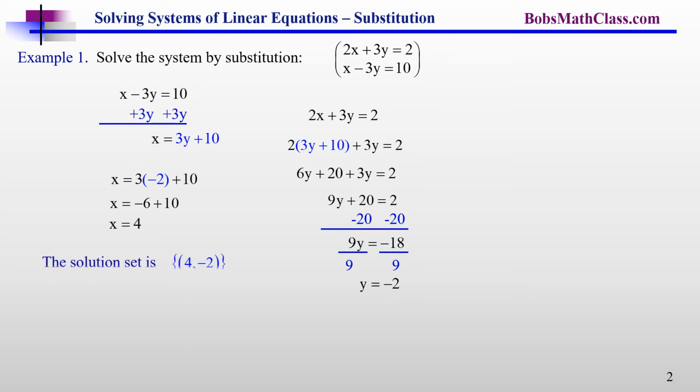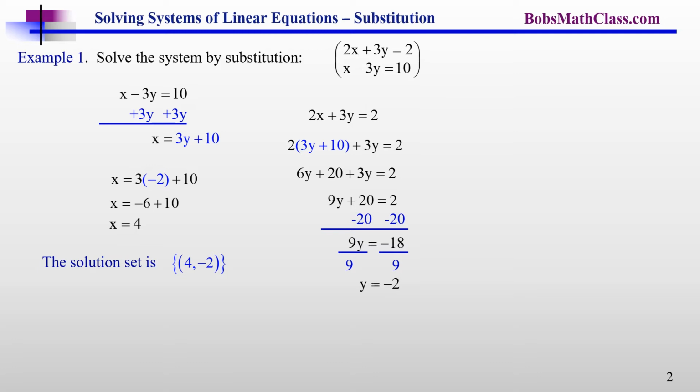We have our answer. The x is 4, the y is negative 2, so we write it in coordinate form, x comma y, or 4 comma negative 2. Put it in parentheses. Now we are done with the equation. We should check it. We all make mistakes.